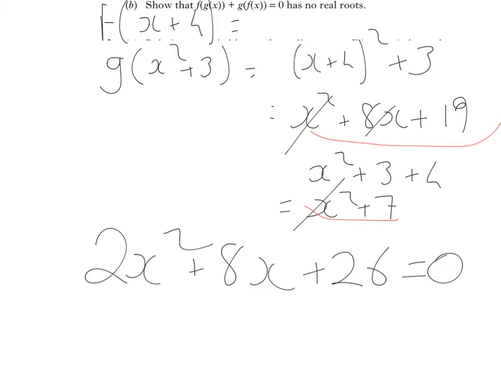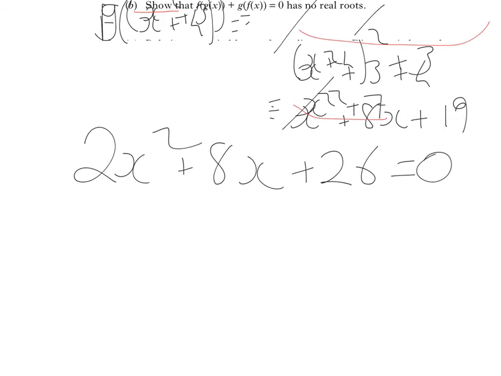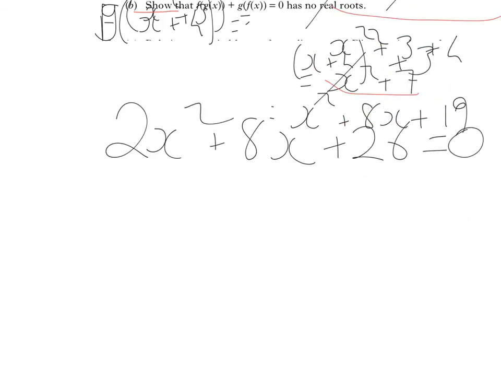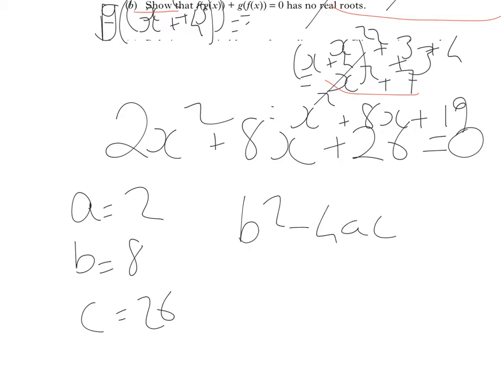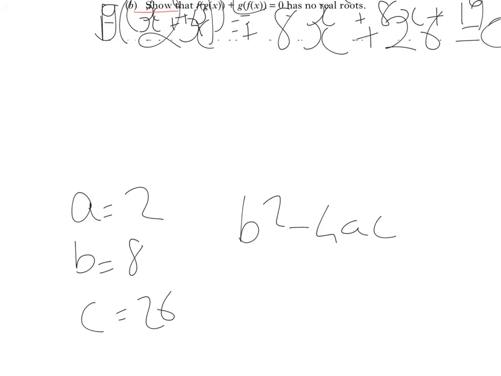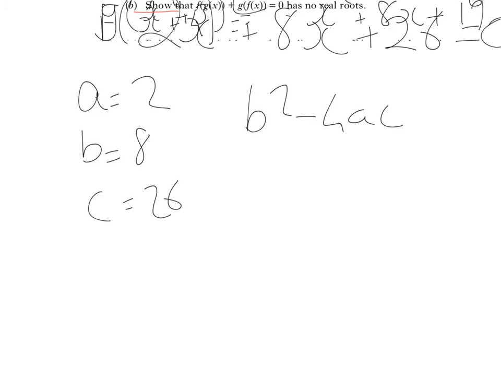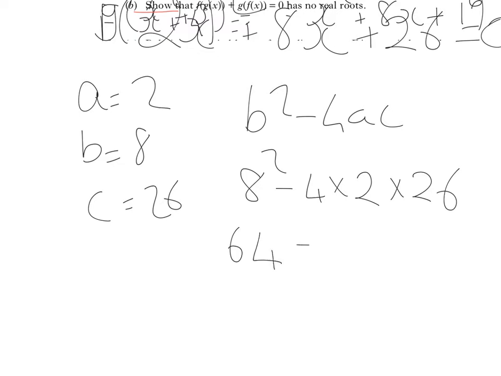I'm looking to show that we've got no real roots here, so show means I'm going to back it up with a statement to communicate what's going on. So a is equal to 2, b is equal to 8, and c is equal to 26, and b squared minus 4ac. Let's just investigate this result. So it's going to be 8 squared minus 4 times 2 times 26. So 8 squared is 64, and take away 8 times 26.